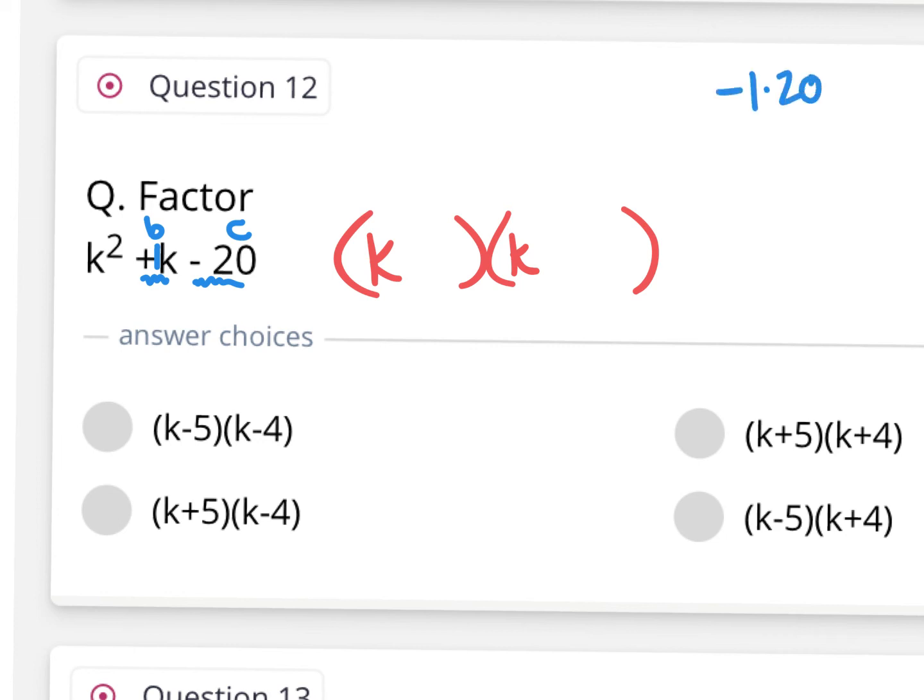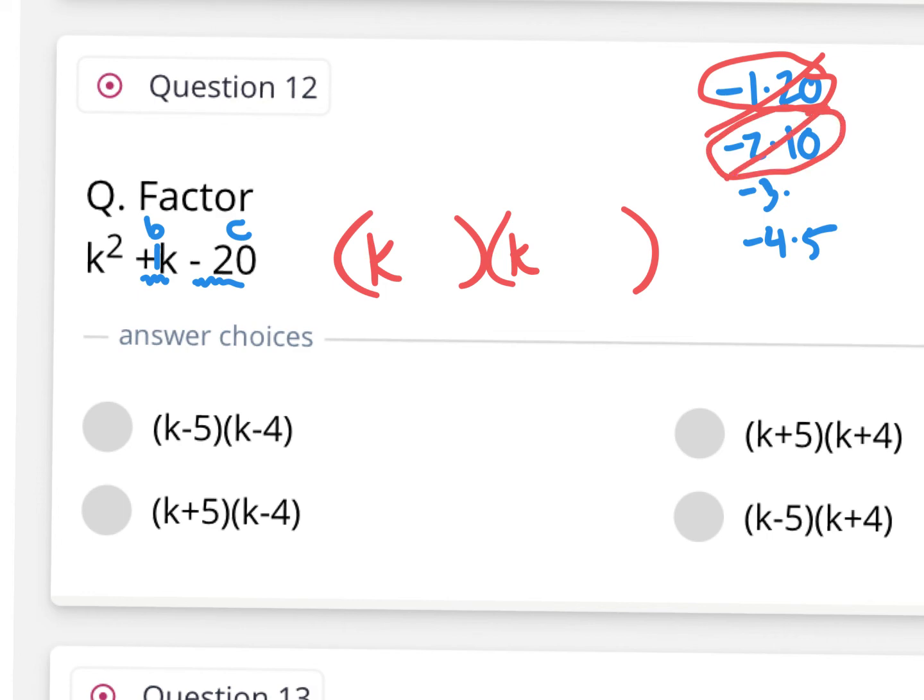Negative 1 times 20. Negative 2 times 10. Negative 3 doesn't work. Negative 4 times 5. Those are all the possible ways of multiplying numbers together to get negative 20. And besides changing the signs, right? So let's actually combine and see which pair of numbers gives us that middle value of positive 1. 20 minus 1 is 19, not the b value, positive 1. 10 minus 2 is 8, not the b value, positive 1. Negative 4 plus 5, that does give us the b value, positive 1. So that's the pair of numbers that we want, the minus 4, the positive 5.